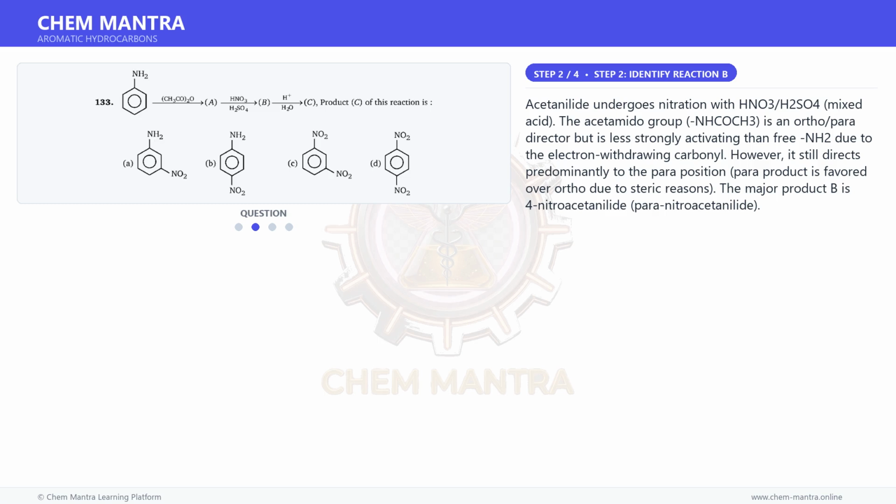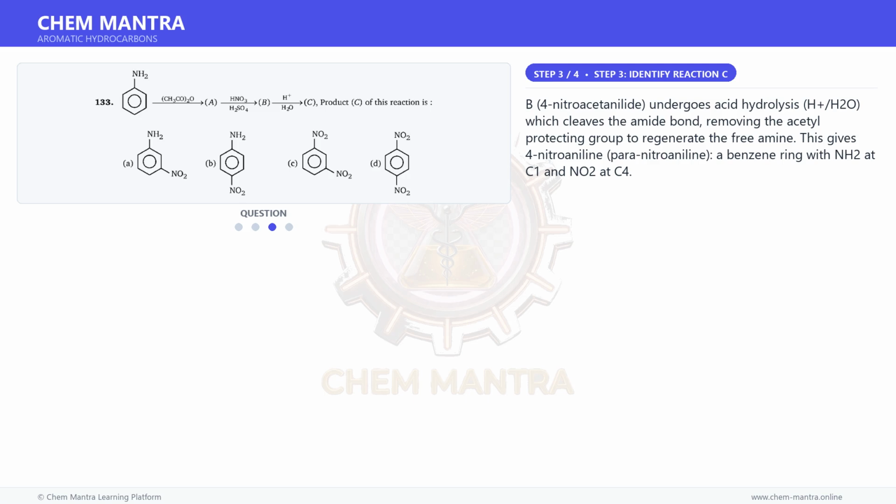Acetanilide undergoes nitration with HNO3/H2SO4 mixed acid. The acetamido group, NHCOCH3, is an ortho-para director but is less strongly activating than free NH2 due to the electron-withdrawing carbonyl. However, it still directs predominantly to the para position. Para product is favored over ortho due to steric reasons. The major product B is 4-nitroacetanilide, para-nitroacetanilide. Moving on to the next step.